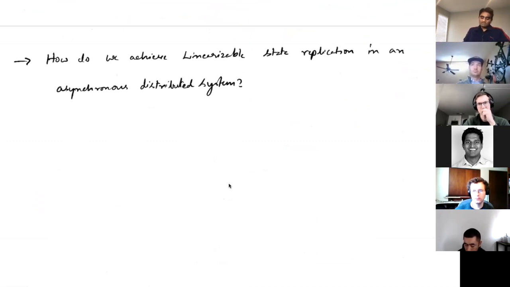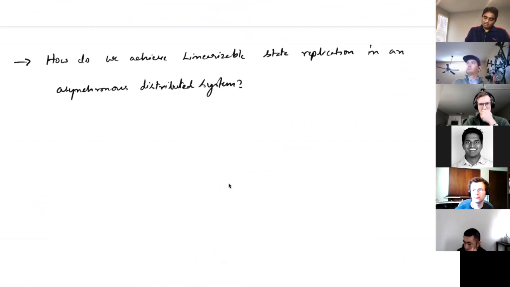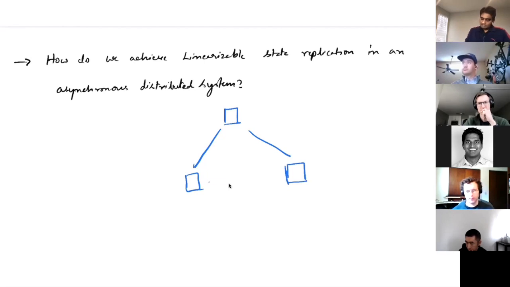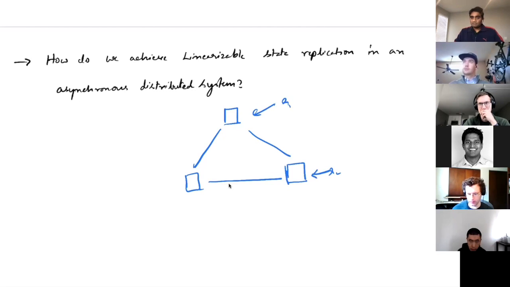Okay, so how do we achieve linearizable state replication in a synchronous distributed system? Now, mind you, if you just replicate the state, I think we have discussed this before. If you have 3 replicas, and let's say all 3 of them are accepting user requests, then R1 may arrive here, R2 may arrive here, and so on. Which could lead to concurrent execution of R1 and R2, right?